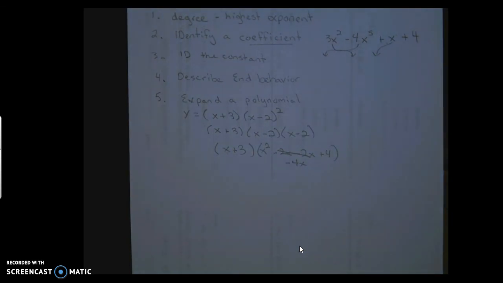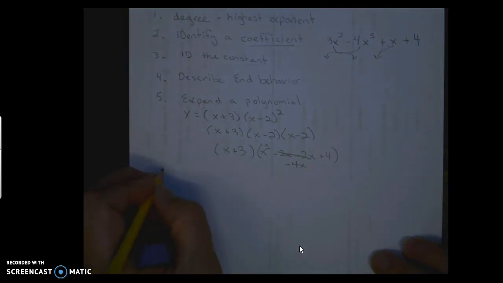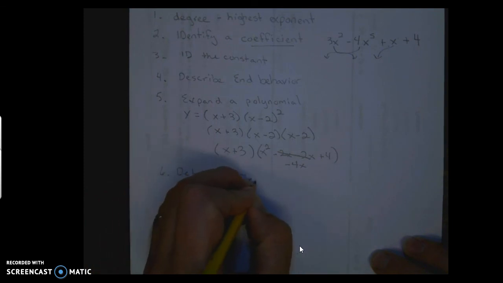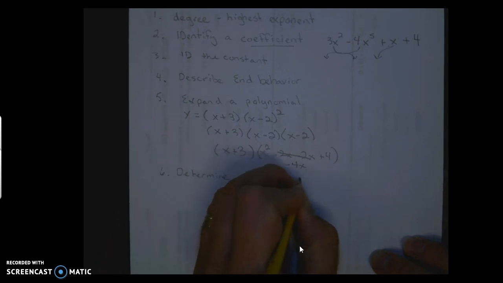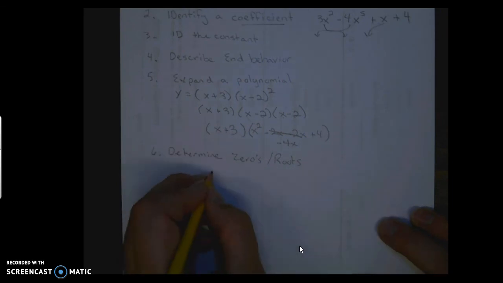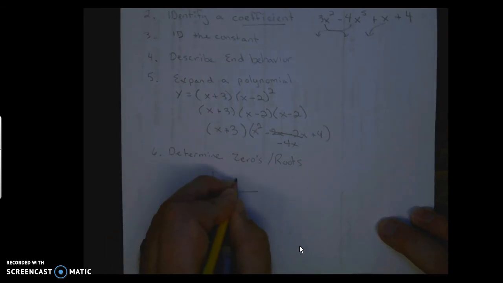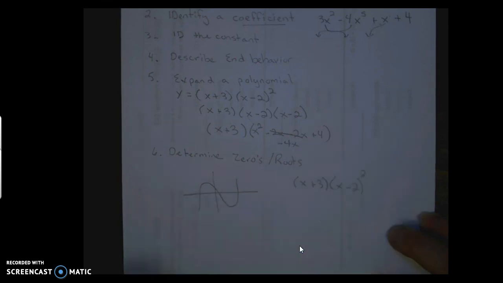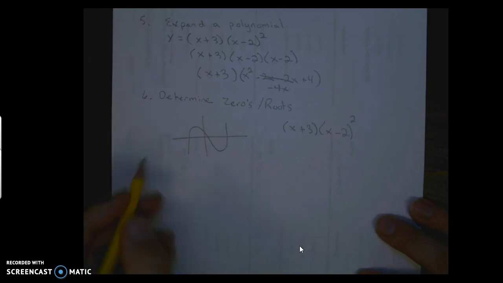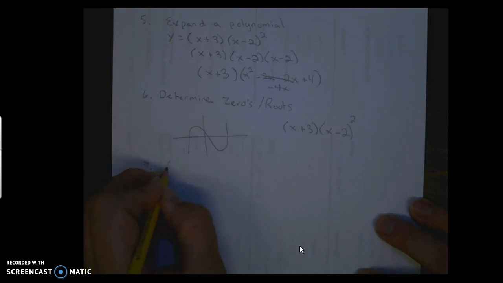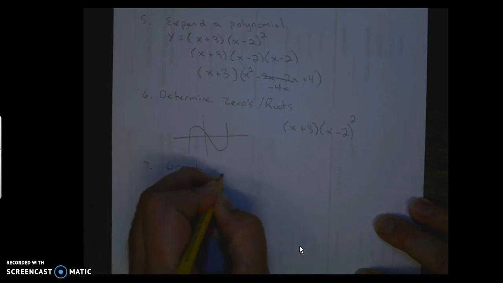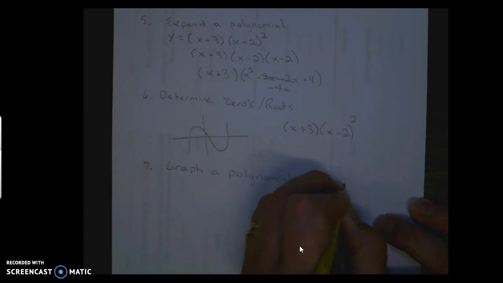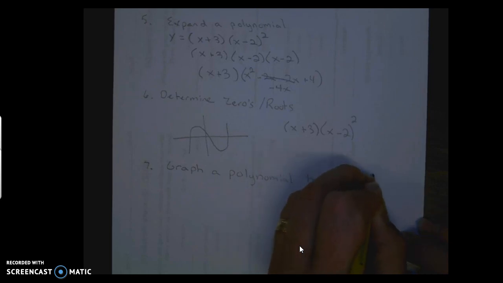The next thing you will need to know how to do is how to determine zeros. Remember, zeros is another name for roots. You'll need to know how to determine the zeros from a graph and from an equation. And then lastly, you're going to need to be able to graph a polynomial by hand. Now that's without a calculator.